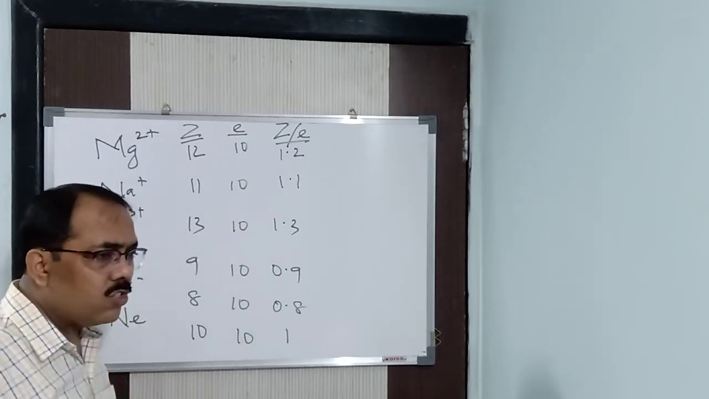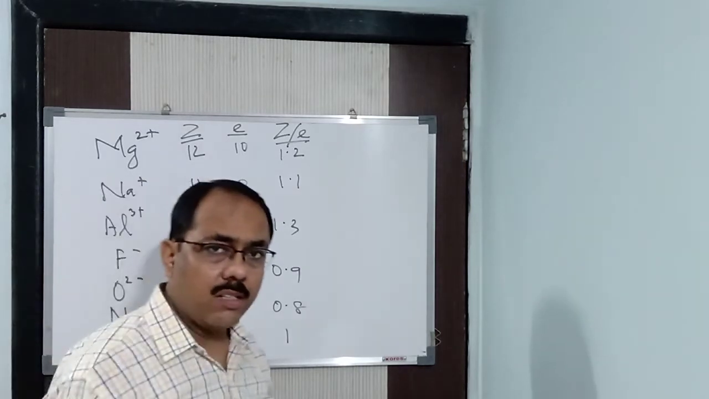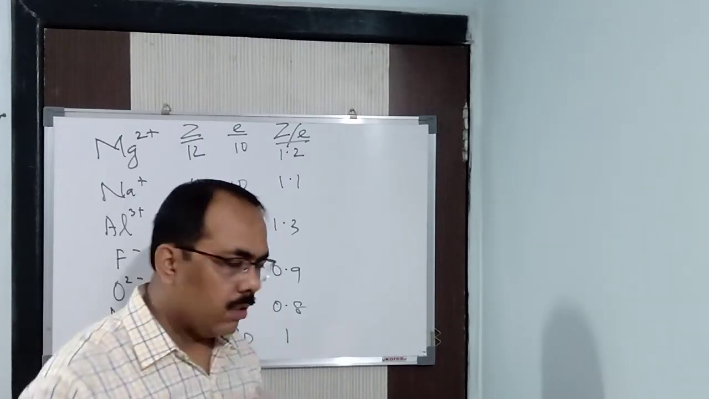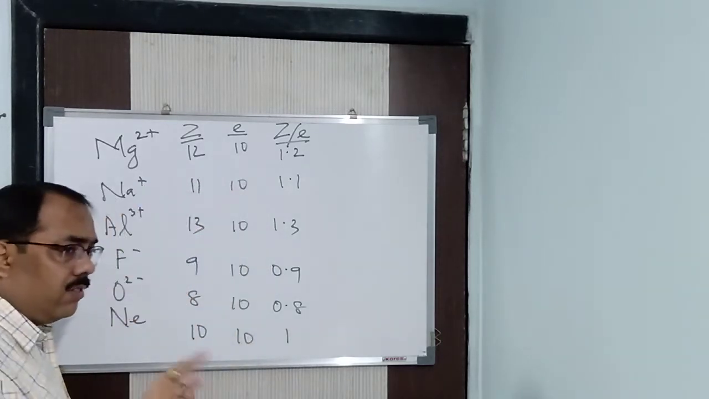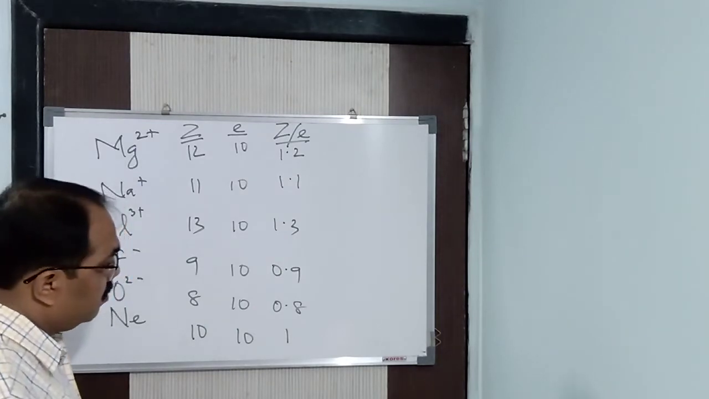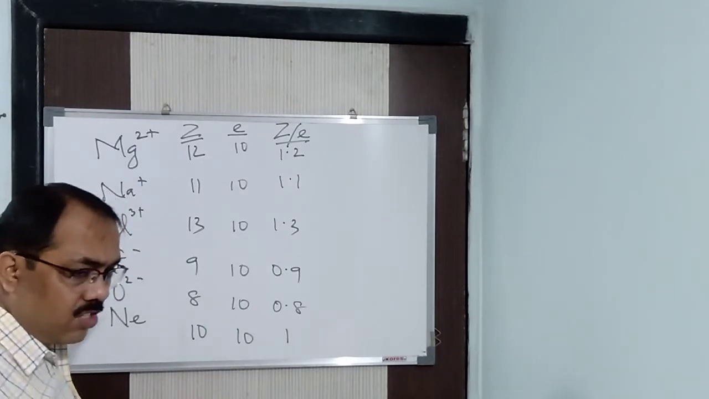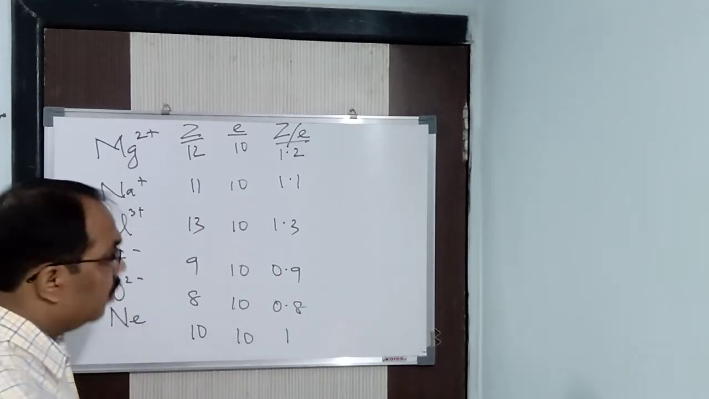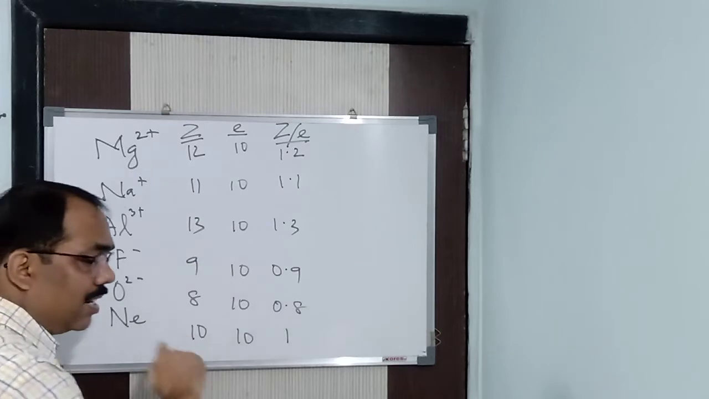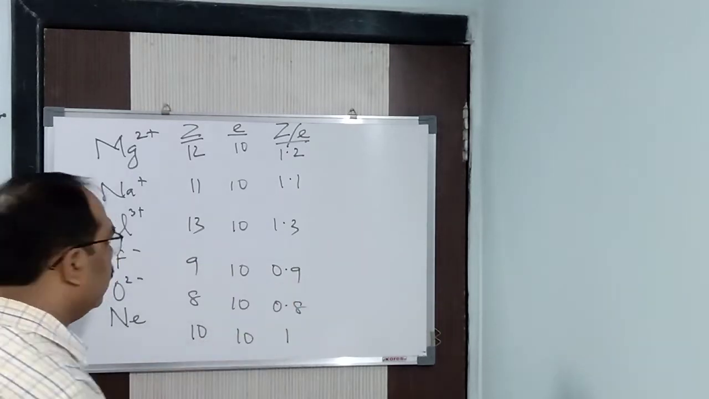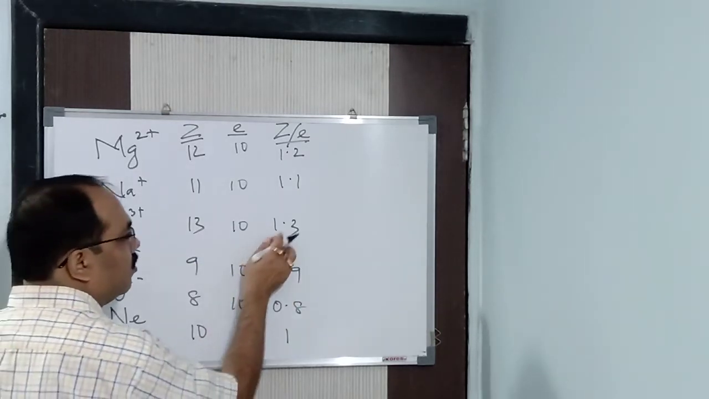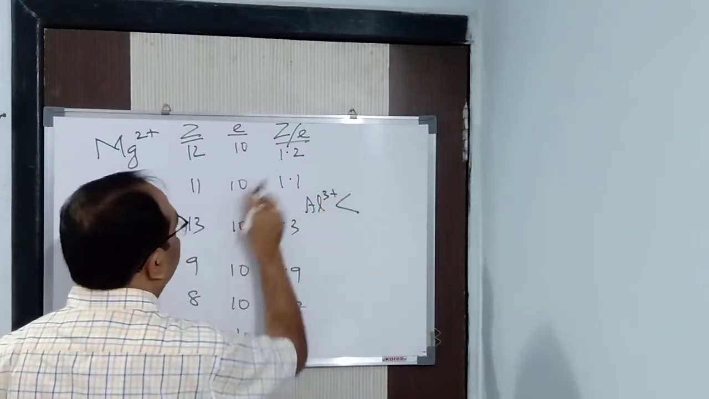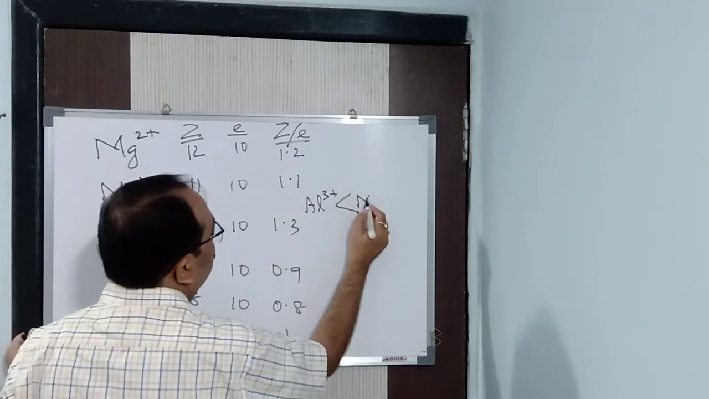So if I ask you to arrange in increasing order of atomic radius, increasing order means chota sa bada, from smaller to bigger. So what I said, smaller the value of Z by E, larger is its atomic radius. So hence, which is the larger here? Oxygen. Then which is the smaller here? That is nothing but this. I asked you to arrange the increasing order, means smaller to bigger. That means I have to see from 1.3, that is Al3+. Then after that we'll come to 1.2, that is Mg2+.